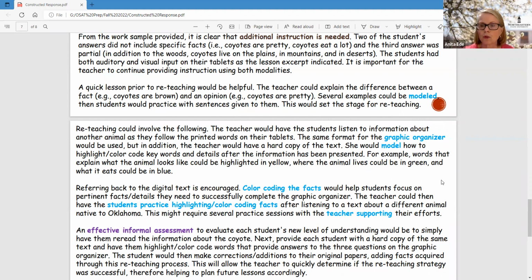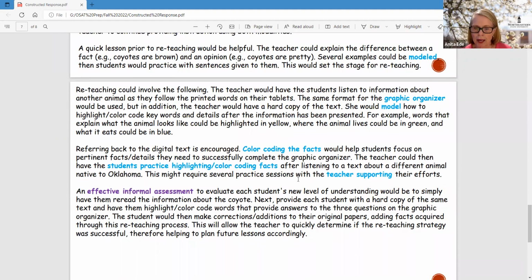She's going to use the same format for the graphic organizer, but this time she's actually going to have them color code facts in the text. And she's going to have them practice highlighting and color coding facts after listening to the text about different animals native to Oklahoma. She's going to support them the whole time she does this. It's highly specific on what she's going to do.